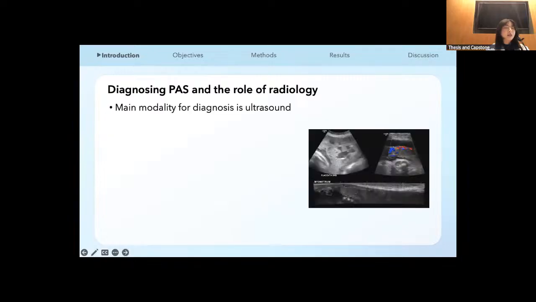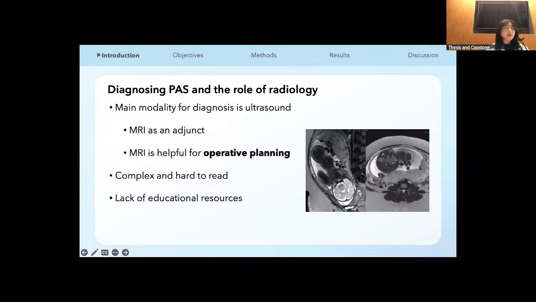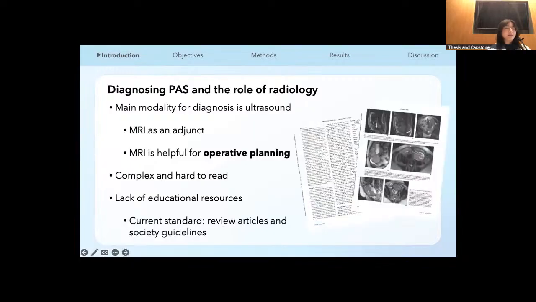While the primary modality is ultrasound, typically performed in the second trimester, MRI is a helpful adjunct for diagnosis and is especially helpful for operative planning. However, the appearance of PAS on MRI is complex and can be very difficult to read. There is also an overall lack of educational resources for understanding the complexities of placental MRI. The current standard is review articles and society guidelines, which look a little like this.